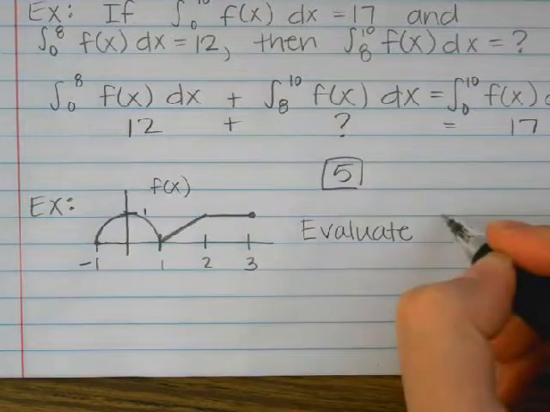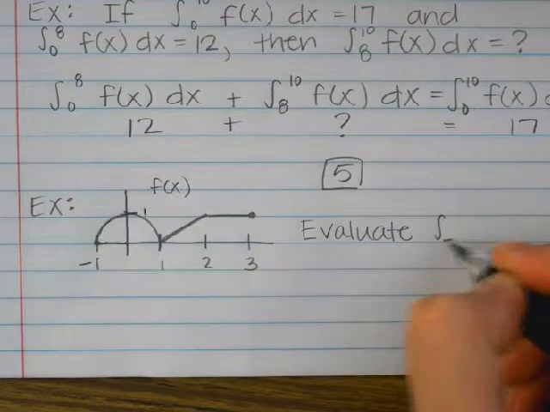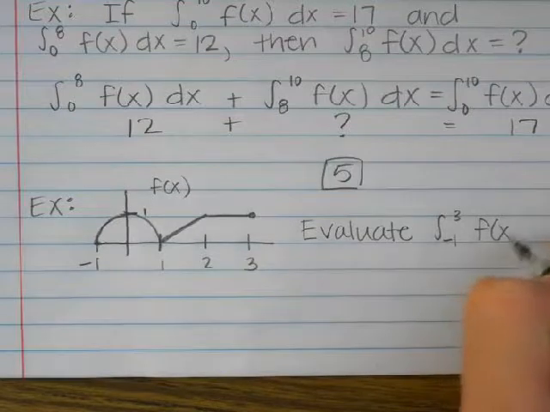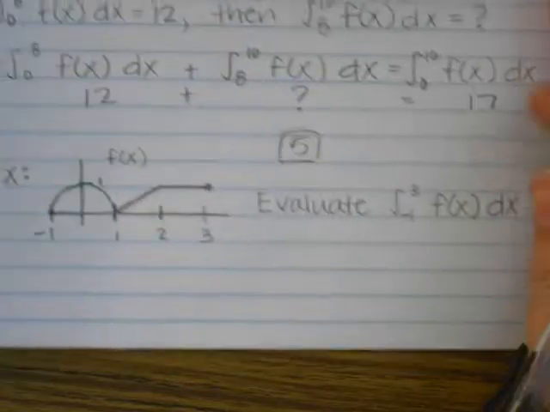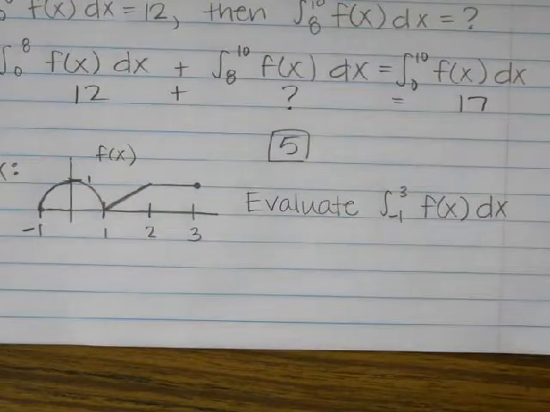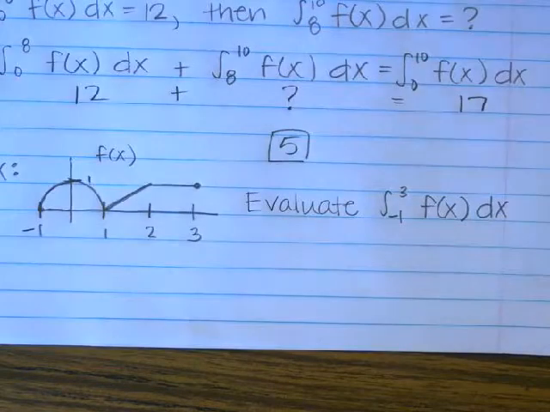The instructions are to evaluate the integral from -1 to 3 of this. So when they say integrate this from -1 to 3, they're asking what's the area under the curve from an x value of -1 to an x value of 3. So we want to break it up into different shapes. Do you guys see any shapes in this picture? I see half a circle, yep.